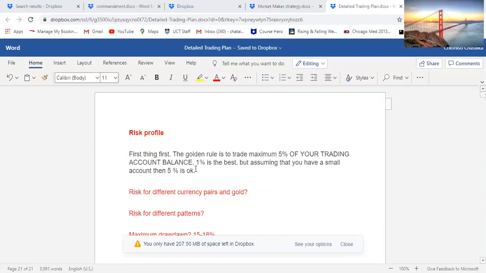Number one, the first heading you should have is a risk profile. That's the first thing before you start talking about making profits in the markets. Before you talk about targets, number one is your risk profile.